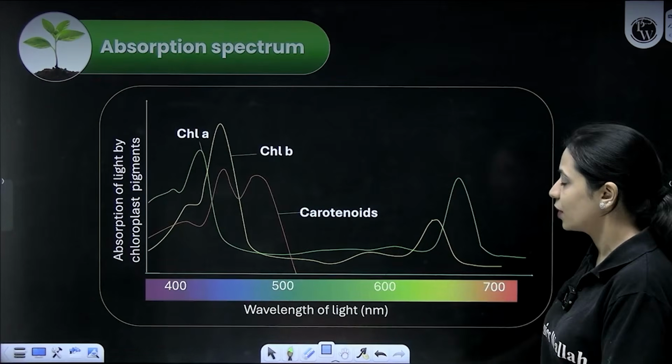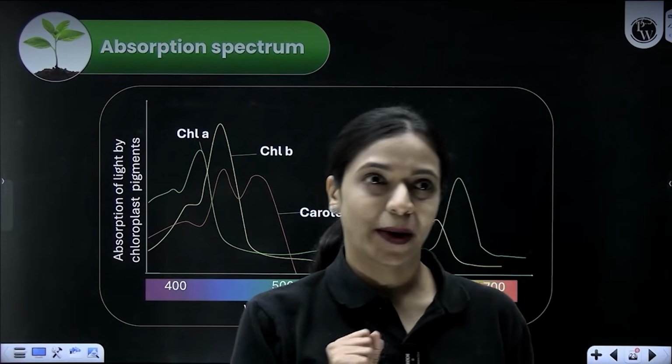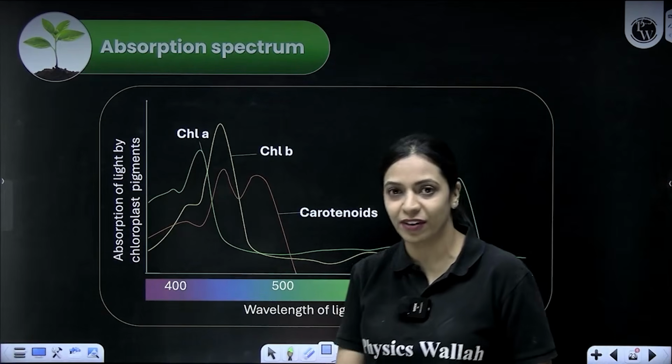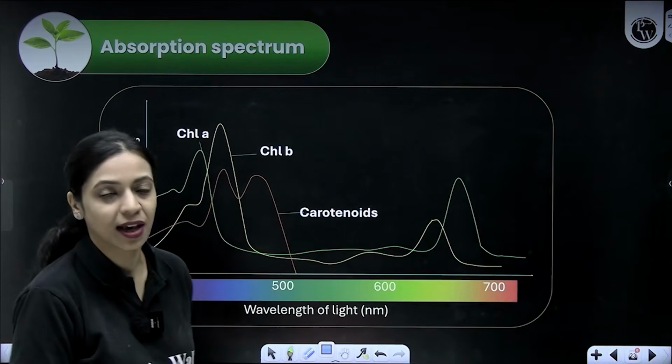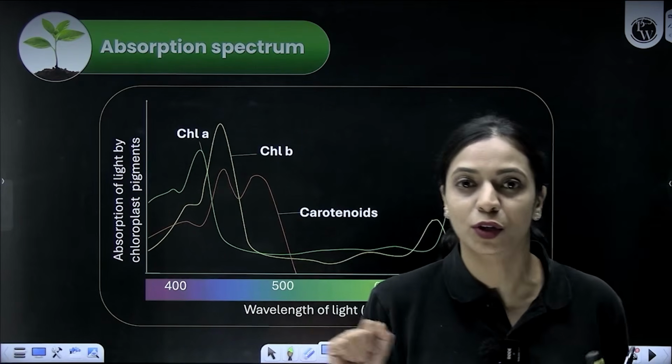Now, there's something called the absorption spectrum. We'll talk about that. The absorption spectrum is something that you plot in a graph using the absorbance values of different pigments. I told you how the mixture of pigments that you find in leaves can be separated using paper chromatography, right?